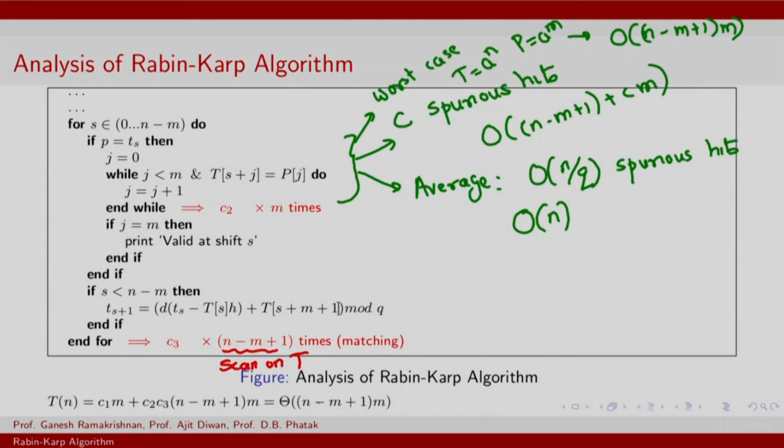What we see here below is the worst case running time, and this is illustrated through the example of t being a sequence of n A's and p being a sequence of m A's. That is when we incur n minus m plus 1 spurious hits.